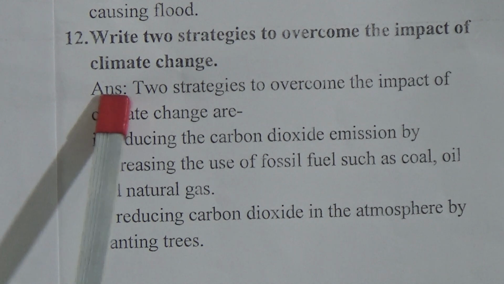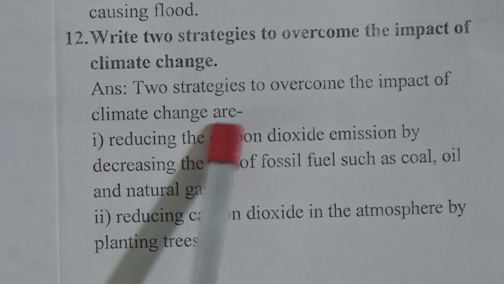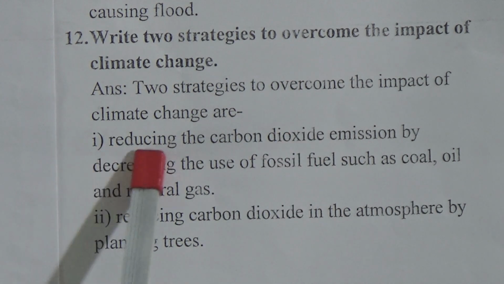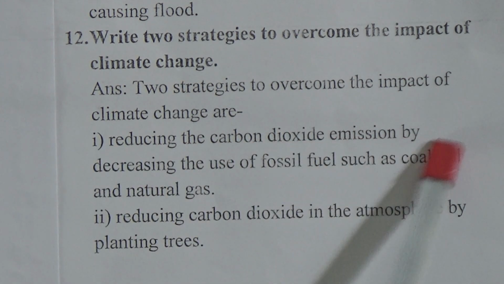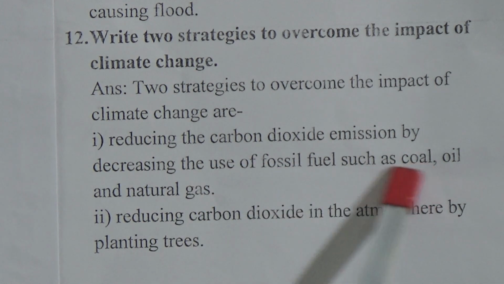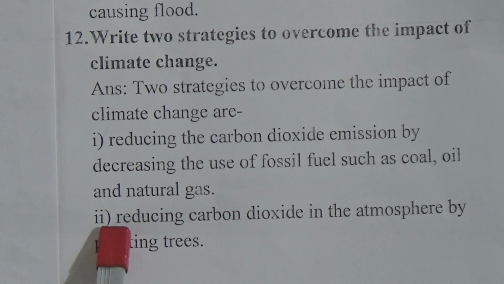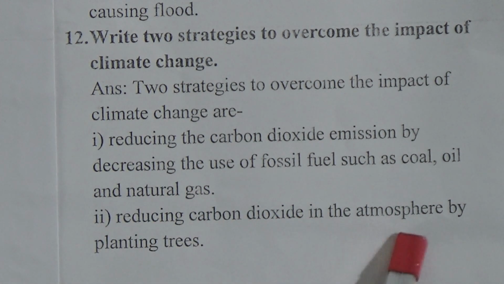The answer to the question is: two strategies to overcome the impact of climate change are, first, reducing the carbon dioxide emission by decreasing the use of fossil fuels such as coal, oil and natural gas, and second, reducing carbon dioxide in the atmosphere by planting trees.